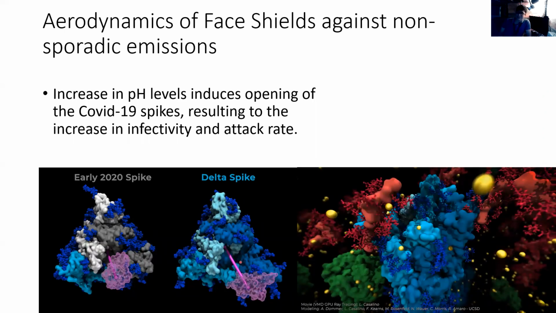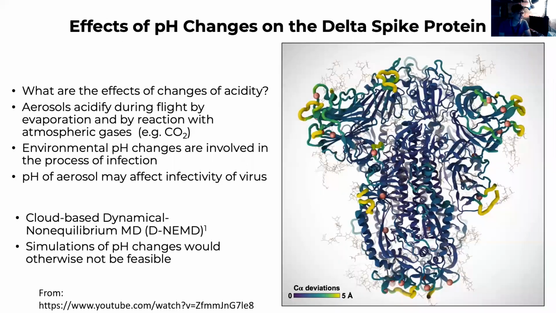So what are the implications of the increase in acidity? As we have previously mentioned, if the evaporation rate becomes faster, the more acidity will be introduced to the droplets, or the more the droplets become acidic. So the more the droplets become acidic, the more it induces the opening of the spikes of COVID-19. So this is the spike, the delta spike, which actually reaches out to the cells themselves, the intended receptors, and in turn, it increases the infectivity and the attack rate.